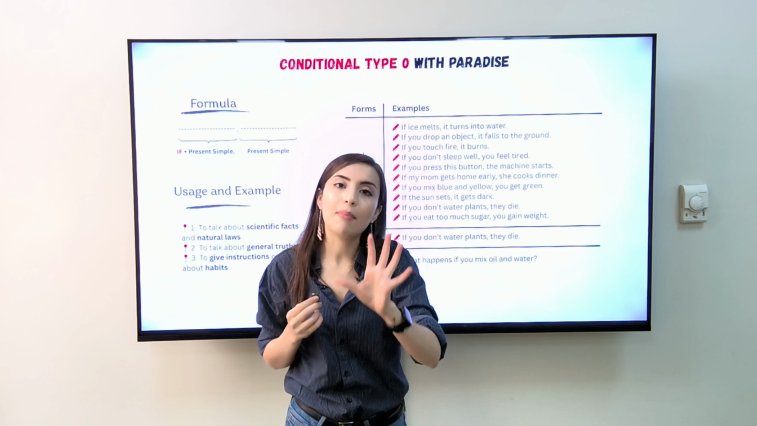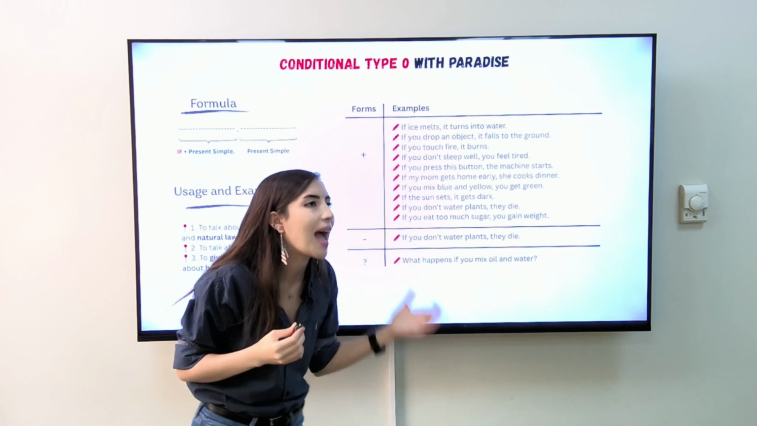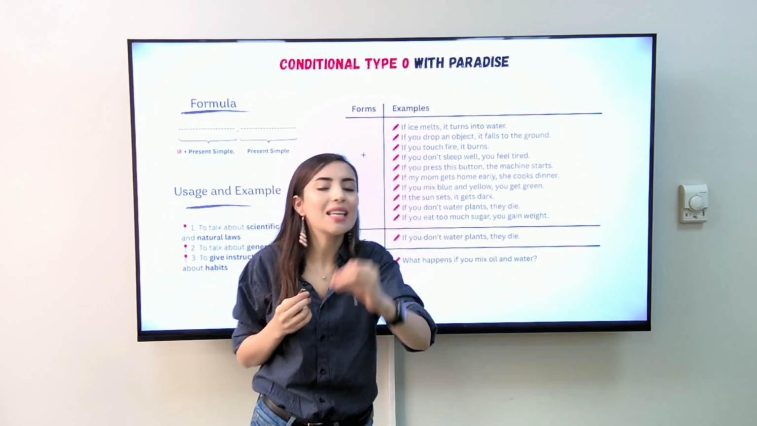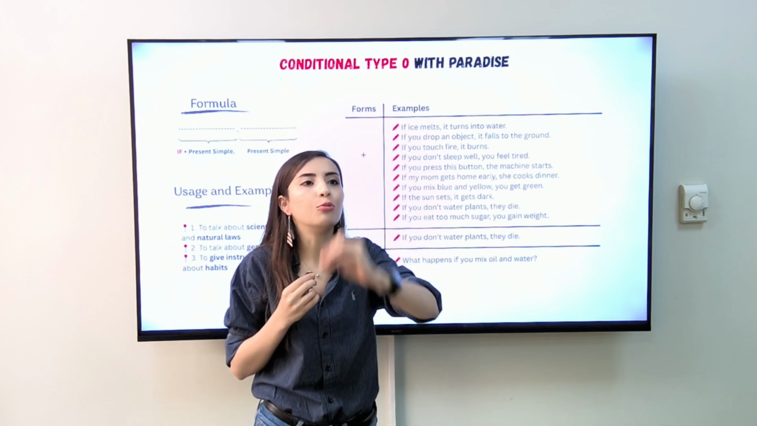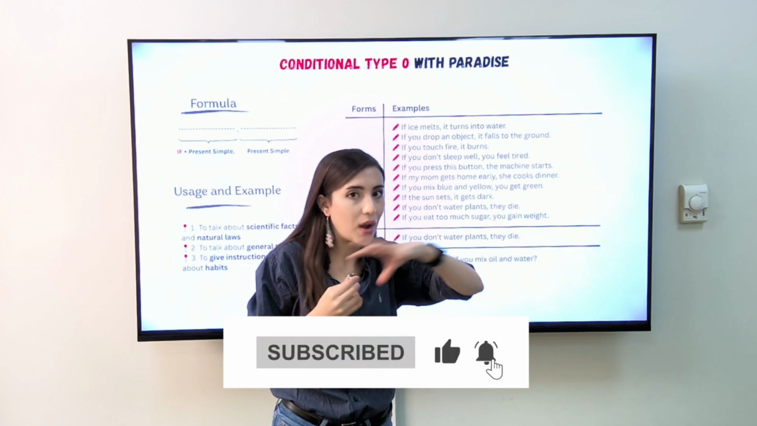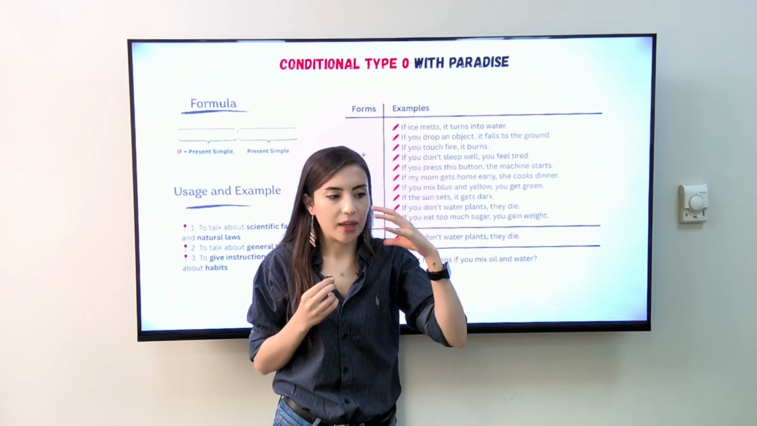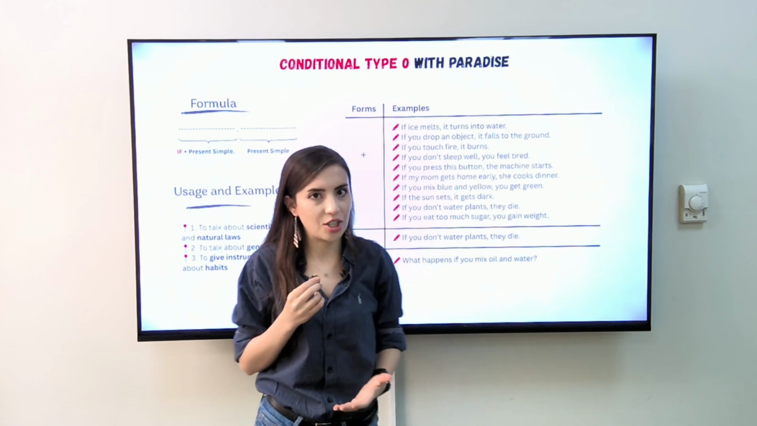So this is the main point. That is the reason that here it has what happens, because it's asking about something that would be there as a result. What happens? It's talking about the result. It's talking about the consequences of this action.